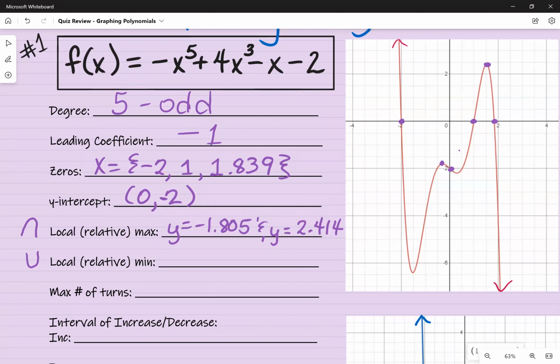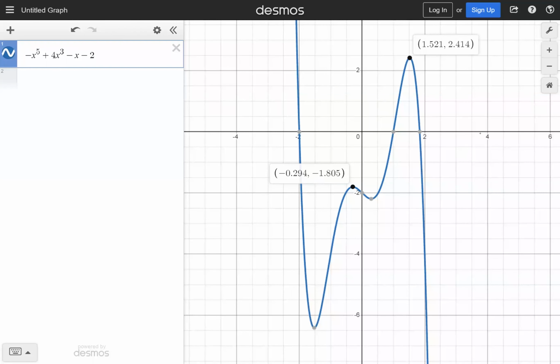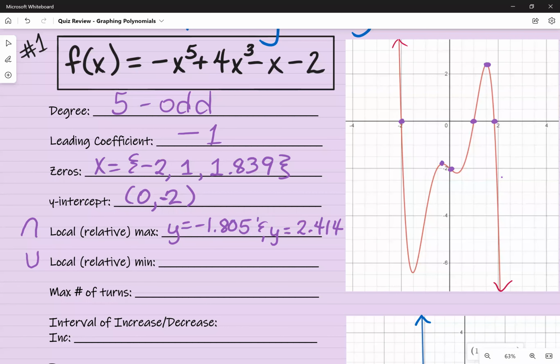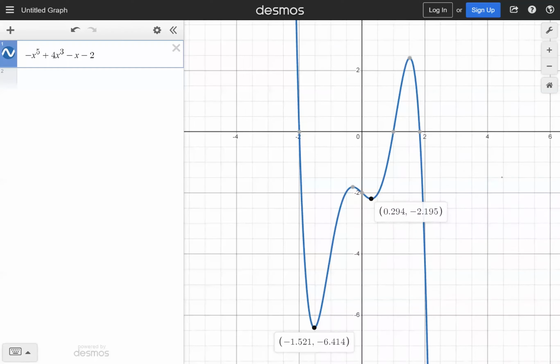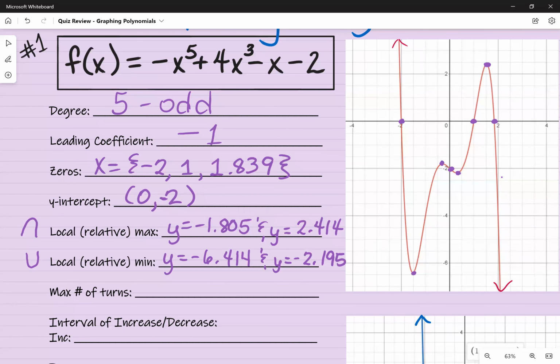So if I went back and I went to my minimums this time, I'm going to deselect that. The lowest point, I'm looking at the y value, and the same here. So I have 2. And I'm going to do the same thing and write it as y equals. So for one of them, y is equal to -6.414. And for the other one, y is equal to -2.195. So in my graph over here, that's a minimum, and there's a minimum. Yes, just wanted to make sure I wrote the numbers down correctly.